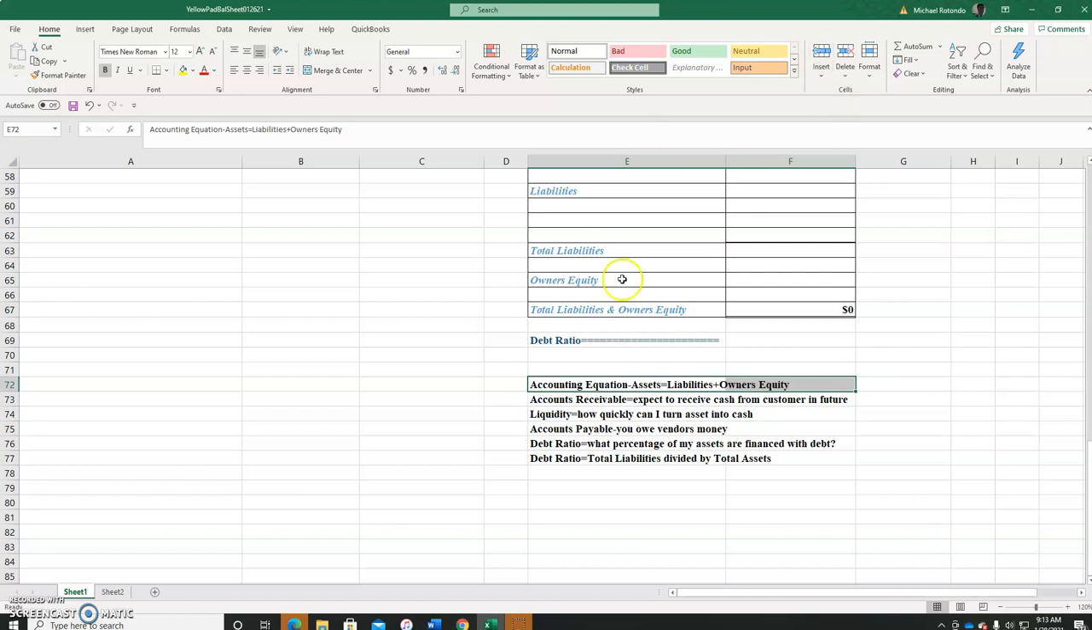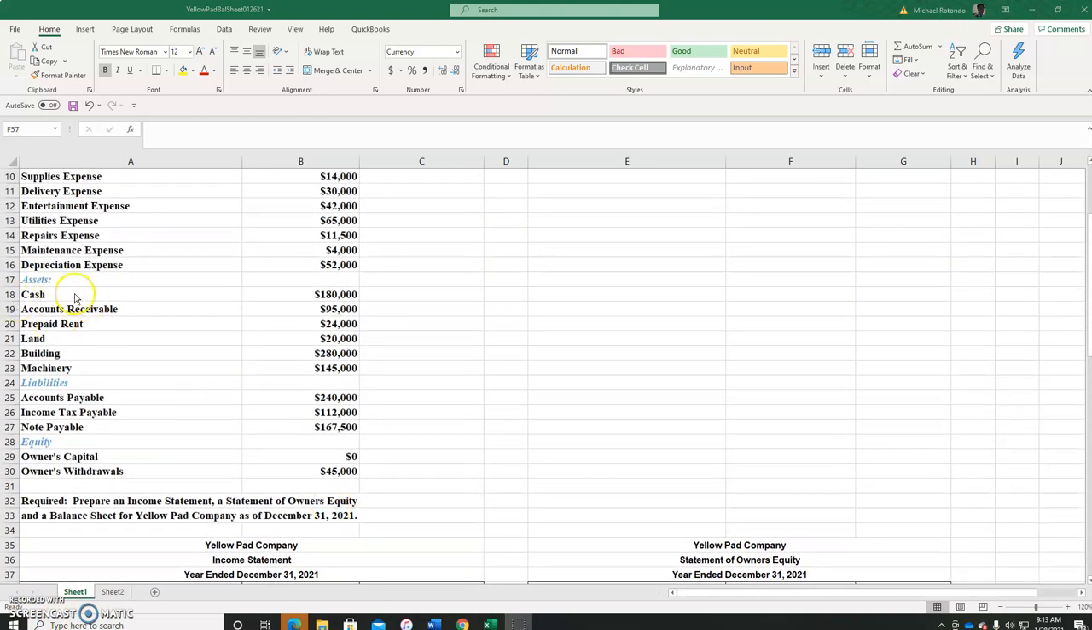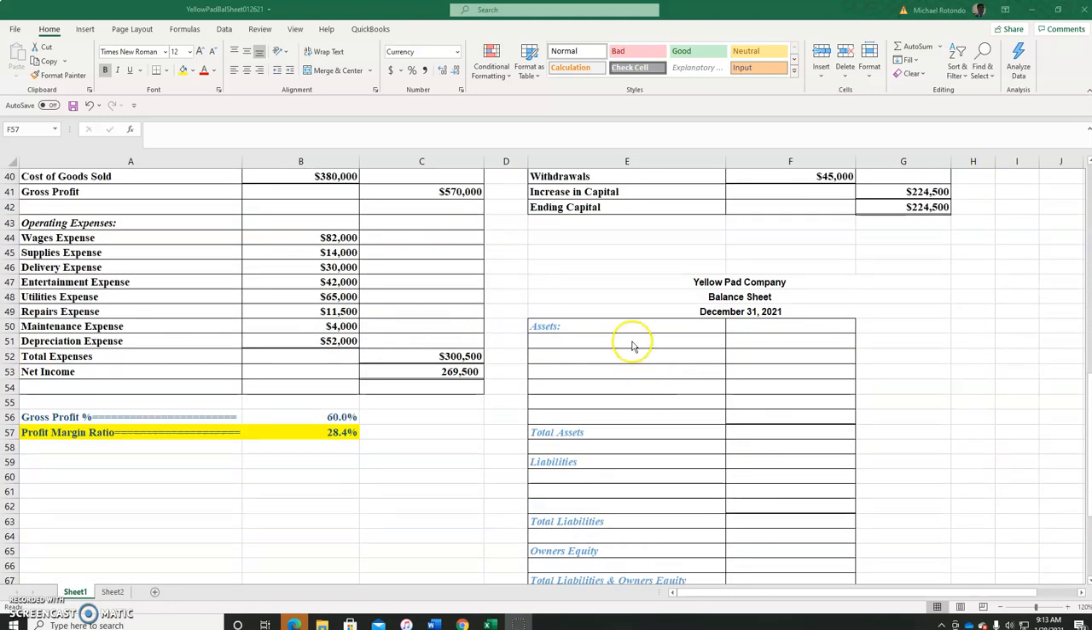So what we need to do here is list our assets, our liabilities, and our owner's equity, and our total assets should equal our total liabilities and owner's equity. We're going to look up at our data, and we can see that our assets include cash, accounts receivable, prepaid rent, land, building, and machinery. So those have to come down here onto the balance sheet. This is called the report form of balance sheet, where we just have one column of numbers. There are other formats for the balance sheet.